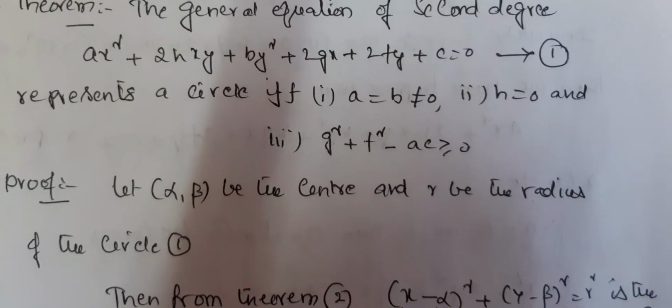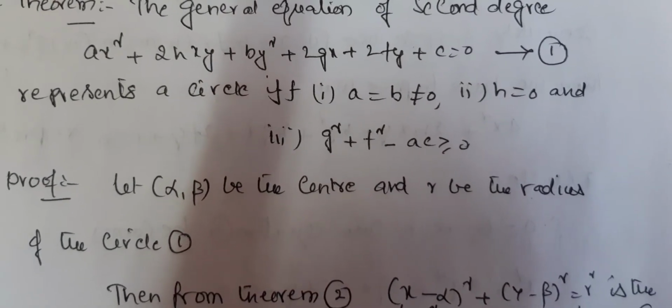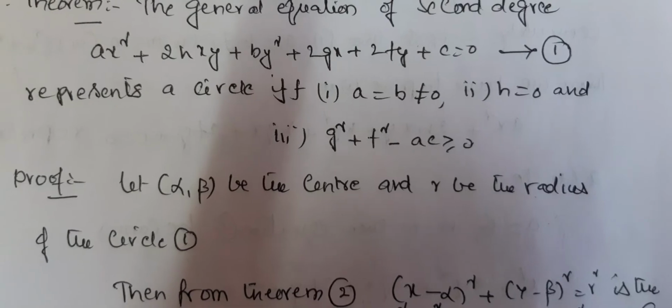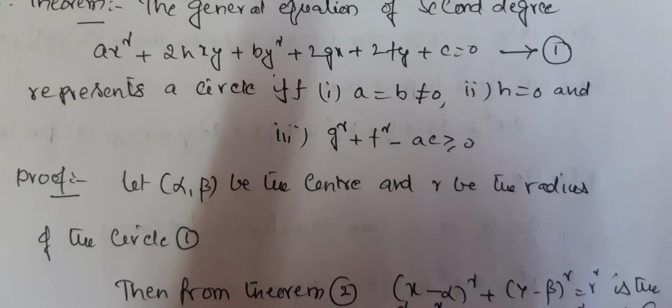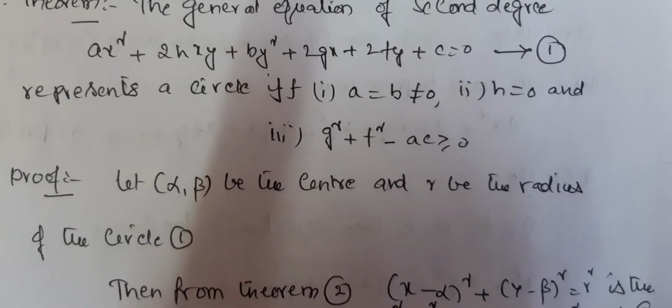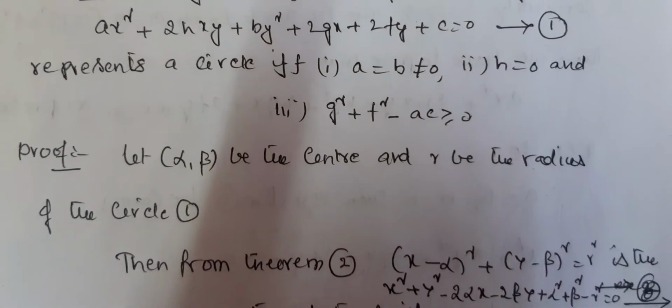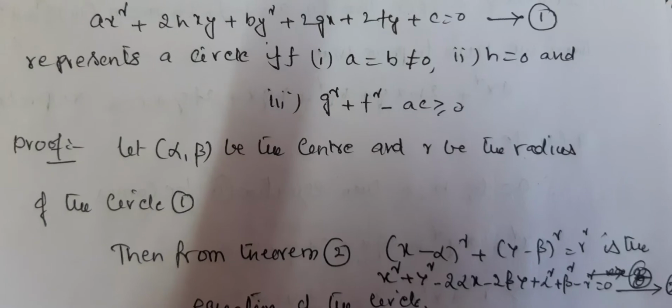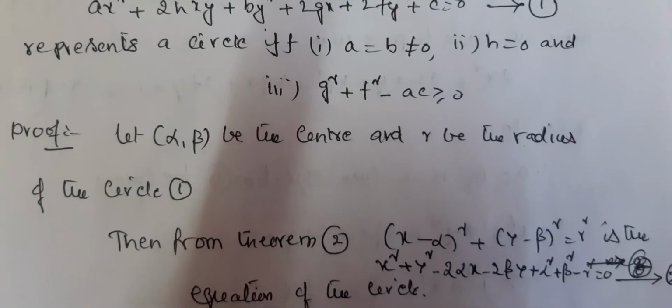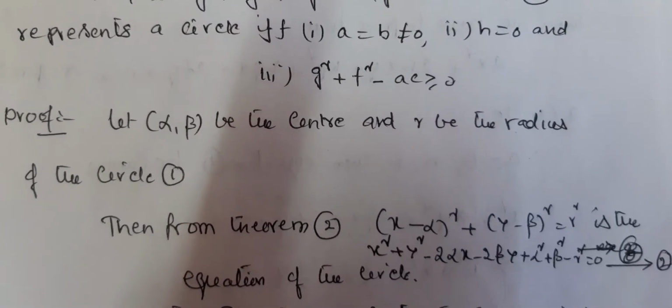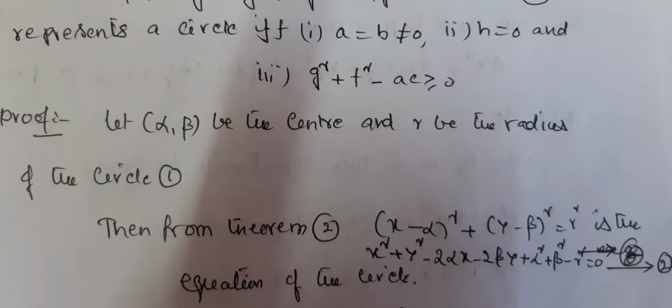So let us see the proof. As we came to know in theorem number 2, let (alpha, beta) be the center and r be the radius of the circle 1. Then from theorem 2, (x minus alpha) whole square plus (y minus beta) whole square is equal to r square is the equation of the circle.